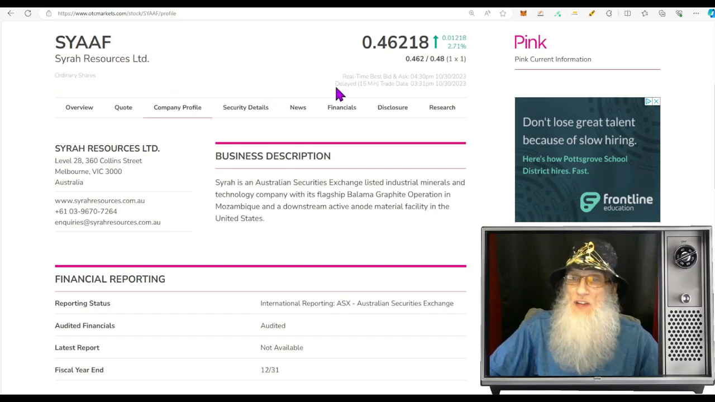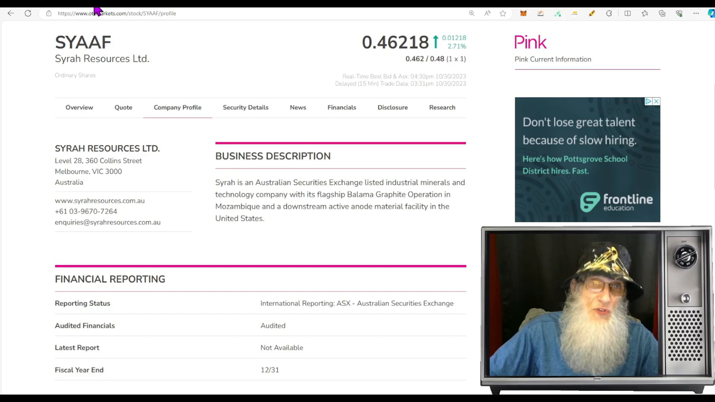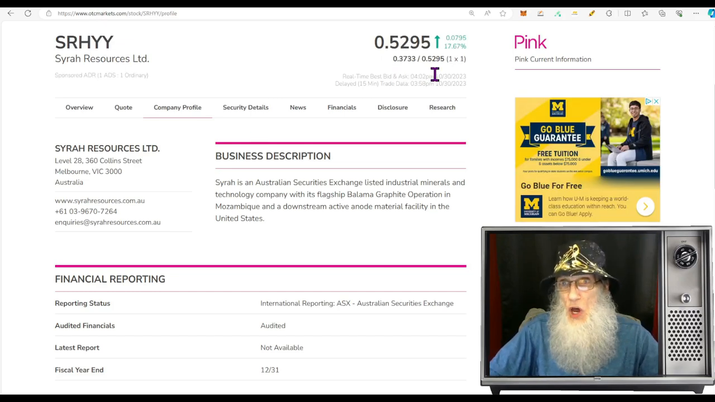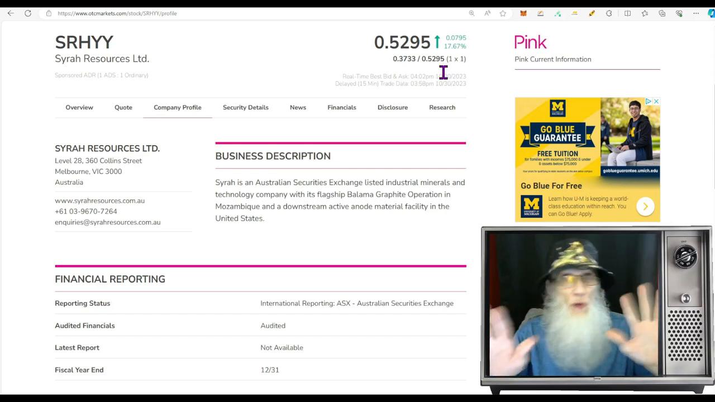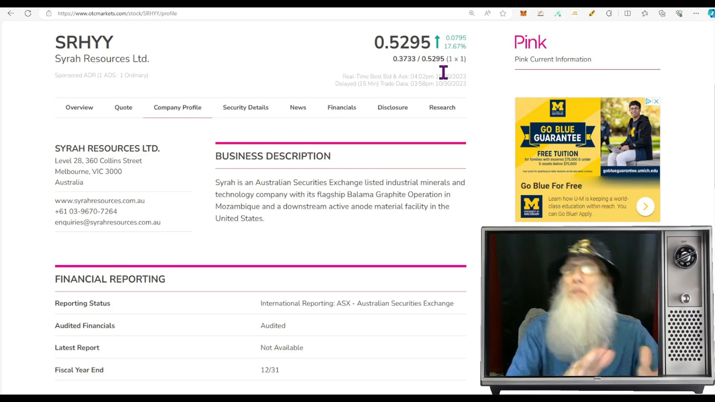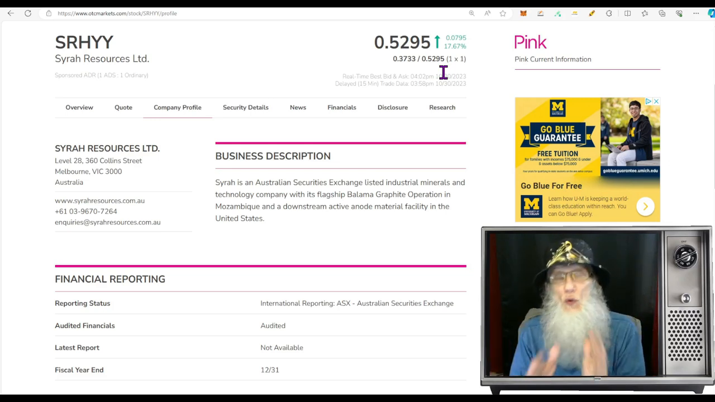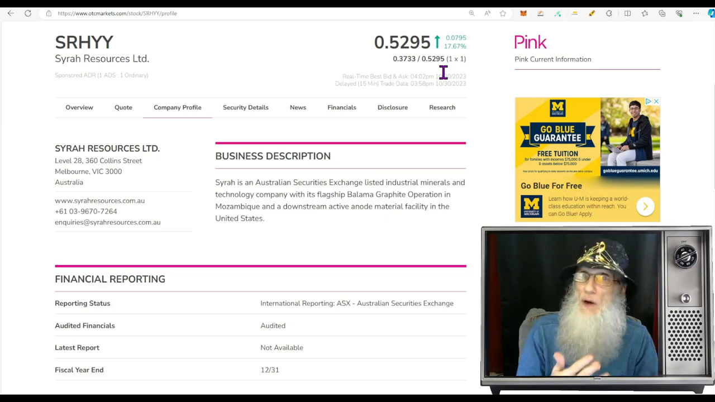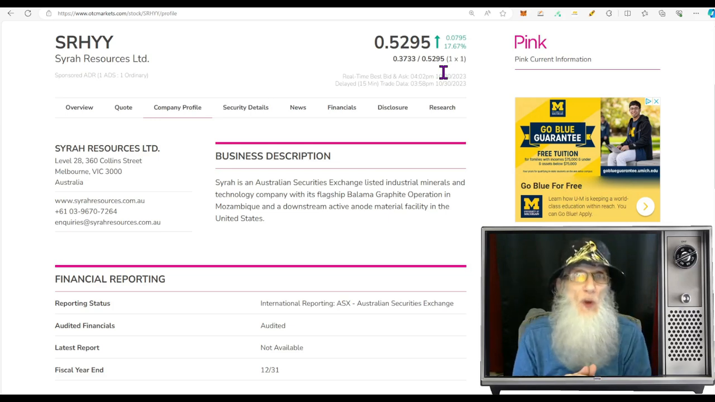What I want you to pay attention to here is the price and the gains. The price is 46 cents. She had 2.7% gains. Over here, we are at 52 cents with 17.6% gains. This ADR represents the stock on a 1-to-1 ratio. There is no difference between the two. You can trade either one of them. Get in, get out whenever you want.